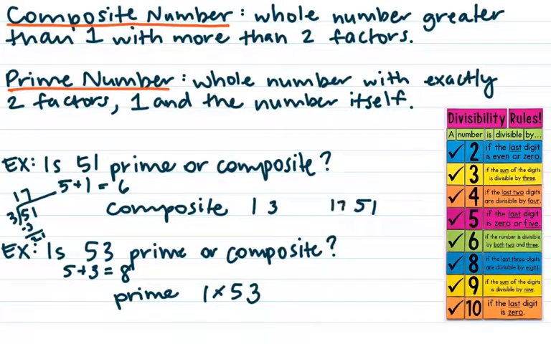17 times. So there's our factor rainbow. There are no other numbers that 51 is divisible by. But if you look, I have 2 sets of factors. That makes 51 composite because I have 1 in itself and then some other pair of numbers that multiply together to get me 51. That's what makes a number a composite.